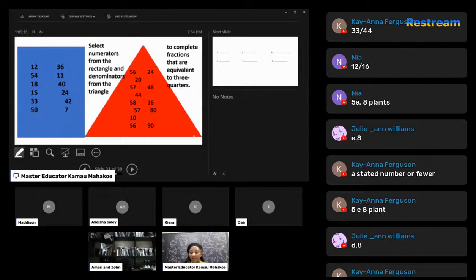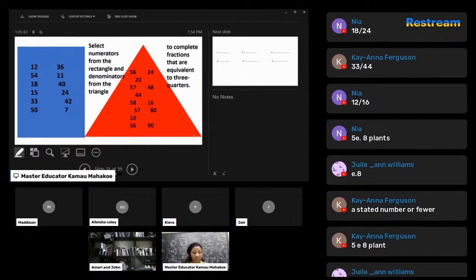So far we have 12 over 16 from Amari, 15 over 20 from John. Both of those are equivalent to 3 quarters. Can you find any, Jer? All right, I'll come back to Jer if we don't use them all up.